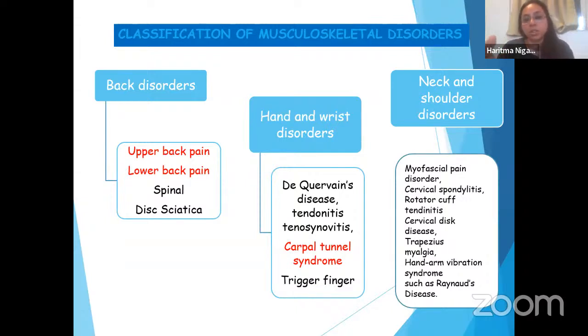The second commonest disorders are hand and wrist disorders, which include de Quervain disease, tendinitis, tenosynovitis, carpal tunnel syndrome, and trigger fingers. And next one is neck and shoulder disorders, which include myofascial pain disorders, cervical spondylitis, rotator cuff tendinitis, cervical disc disease, trapezius myalgia, and hand-arm vibration syndrome, such as Raynaud's disease.